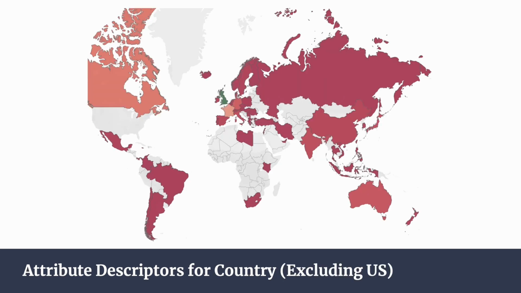And now here we have an attribute descriptor for country. This is excluding the US, as the US is the one that produces the most movies by a lot. So we excluded it so we could see better what other countries made a big amount of movies. After the US, we have England, followed by Canada.